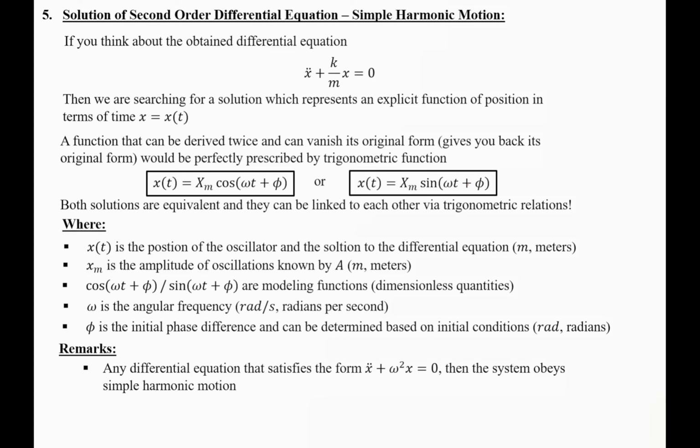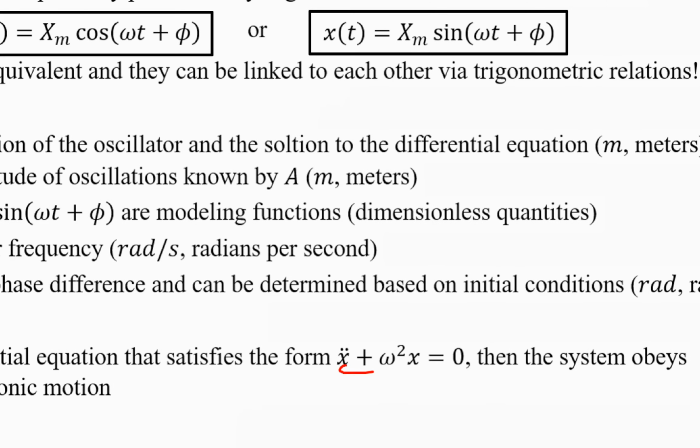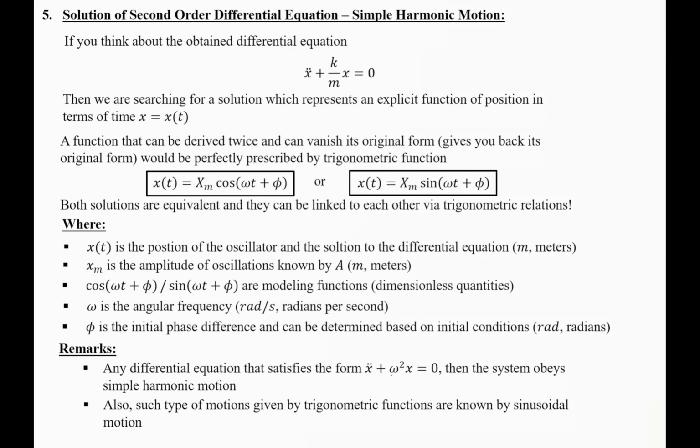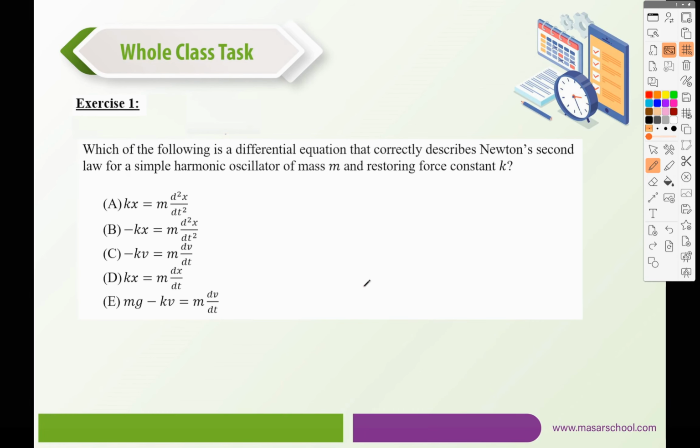Remarks: any differential equation that satisfies the form x double dot plus omega square x is equal to 0, then the system obeys simple harmonic motion. So if we're determining the differential equation for any dynamical system, and if we have achieved this form, this means that the type of motion is simple harmonic motion. Also, such types of motion given by trigonometric functions are known as sinusoidal motion. And now for the rest of the video, we're going to solve some exercises.